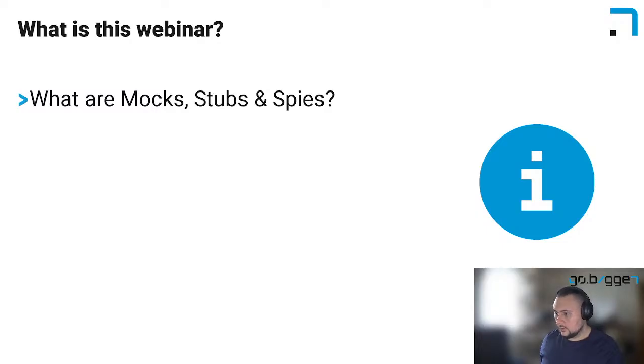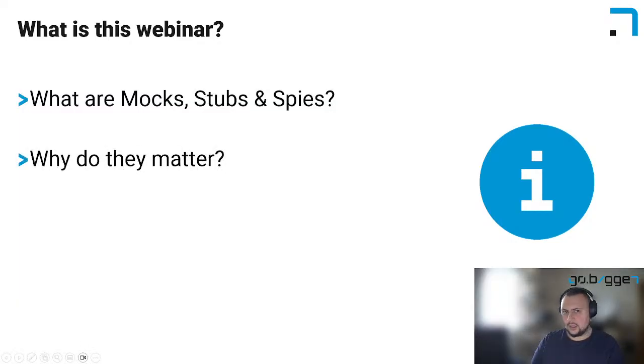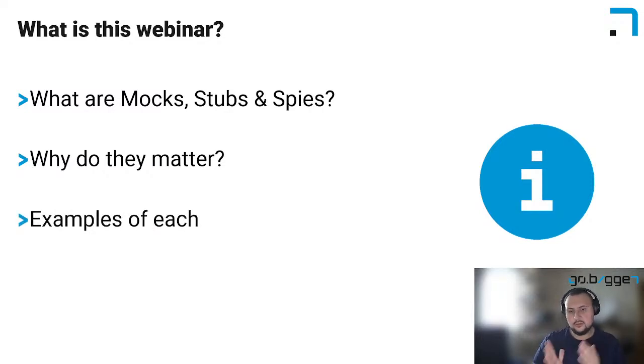So, what is our goal in this webinar? Once again, we are talking about mocks, stubs, and spies. What are those actually? And why do they matter? Why should we use them? I'll give you some examples of each different part of it: one for mocks, one for stubs, and one for spies. It should be pretty obvious what the differences are and when to actually use them once you see some code.